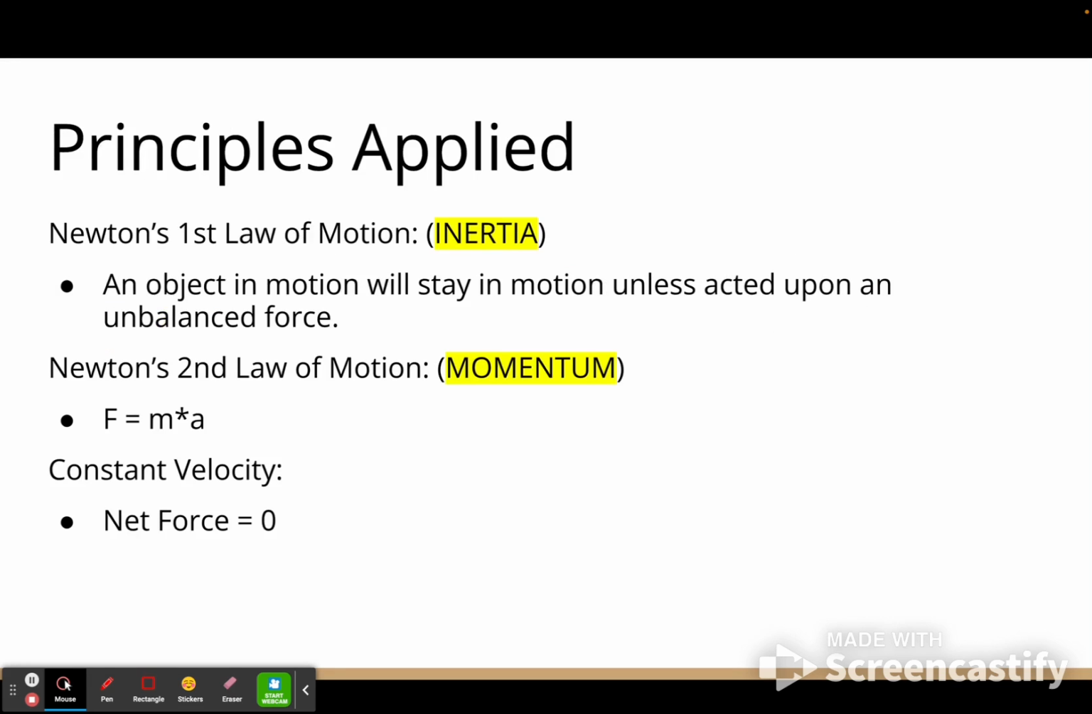The principles applied in today's lab were the law of inertia, which states that an object in motion will stay in motion unless acted on by an unbalanced force, and the momentum principle, which explains that the force applied to an object is equal to the object's mass times its acceleration. In other words, the change in momentum is equal to the mass of the object times its change in velocity. If an object is traveling at constant velocity, there is no net force applied and no net change in the object's momentum.